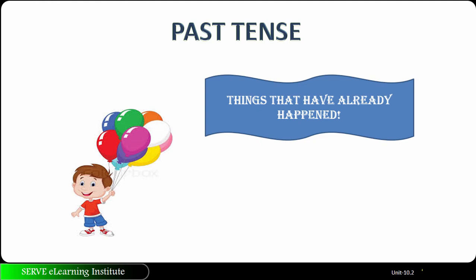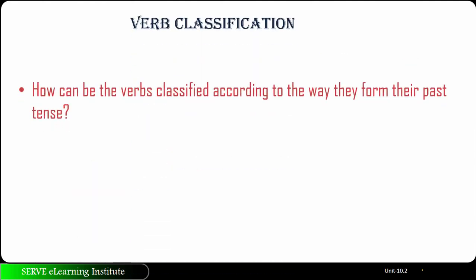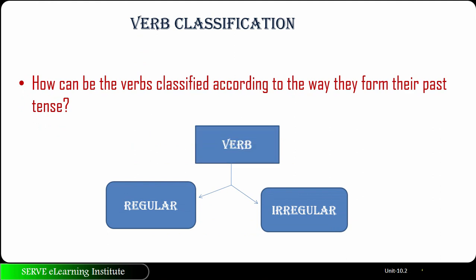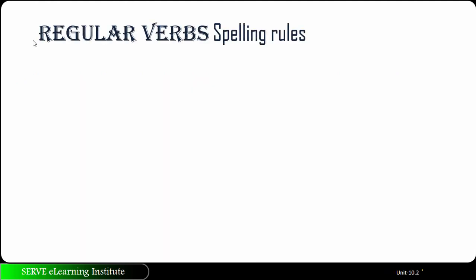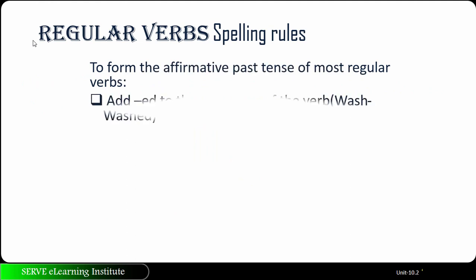Now we are going to move to section 2, that is past tense. We are going to deal with past tense. What do you mean by past tense? Yeah, things that have already happened. Good. Now, while dealing with past tense, we have to see verb classifications. There are 2 types of classifications. They are regular verb and irregular verb. Regular verb. Rules of regular verb.